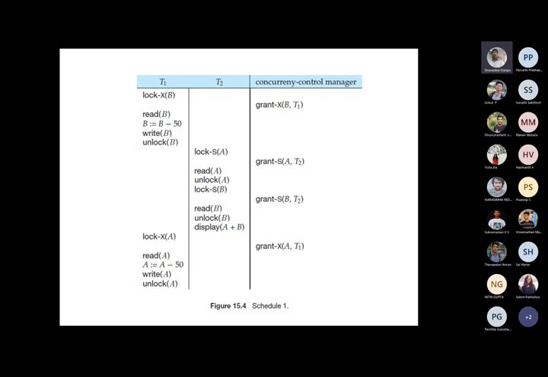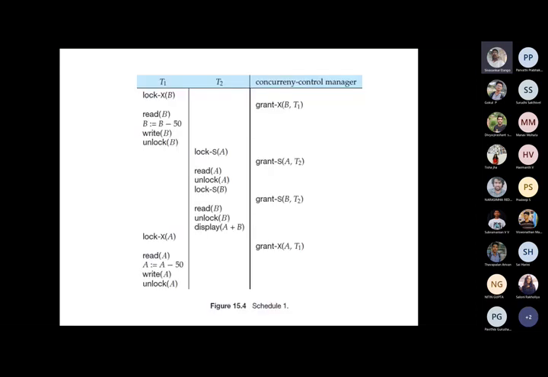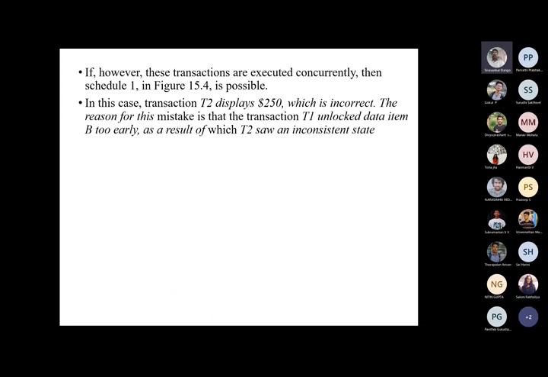So you all know that whenever you execute things concurrently, you need to have some mechanism to ensure that the database is consistent. Else, in this case, the transaction T2 displays the sum of $250, which is incorrect, right? The sum of the accounts A and B, when it is being read and displayed, should be $300, whereas here it displays the sum as $250, which is incorrect. The reason for this mistake is that T1 unlocked the data item too early, as a result of which T2 saw an inconsistent state.